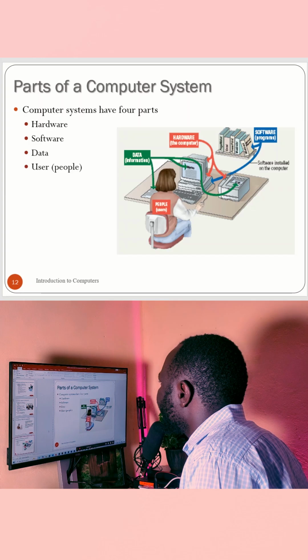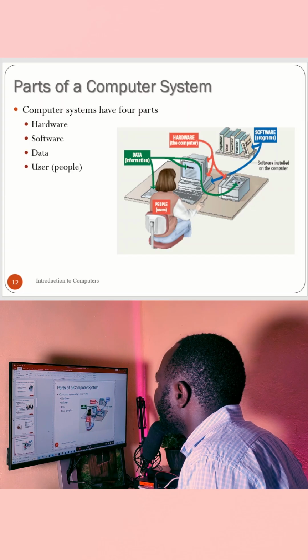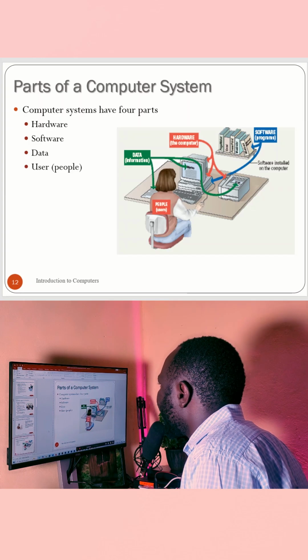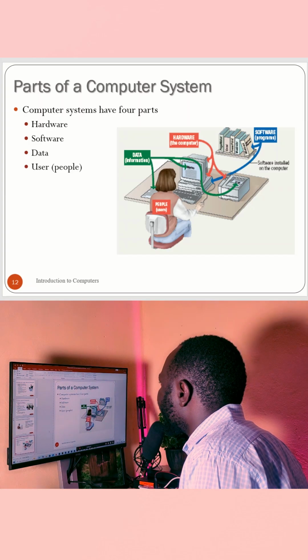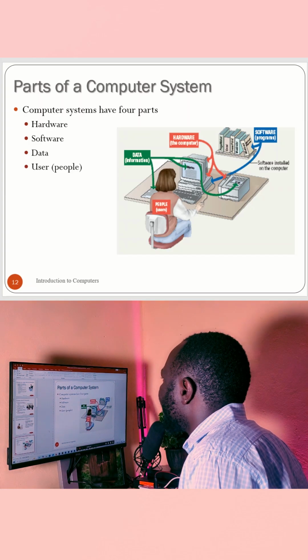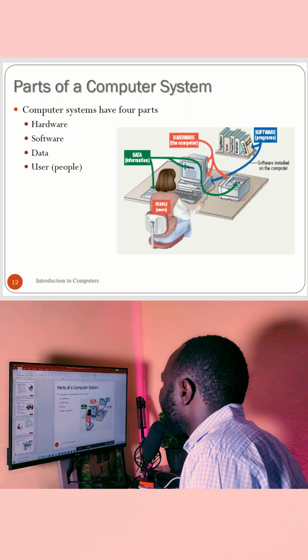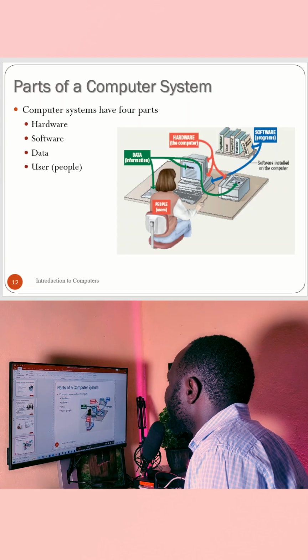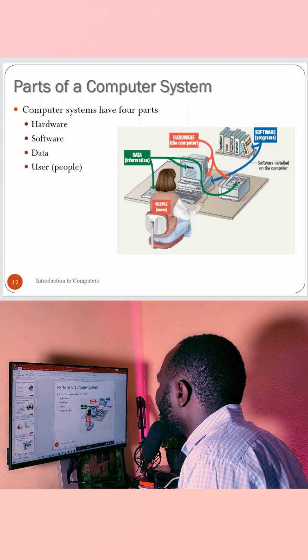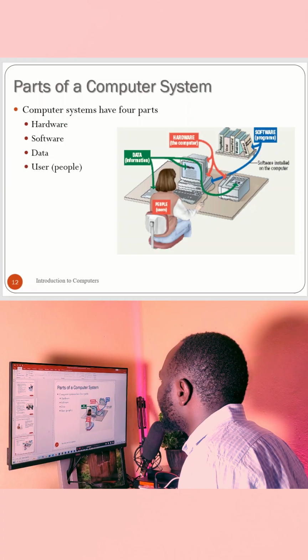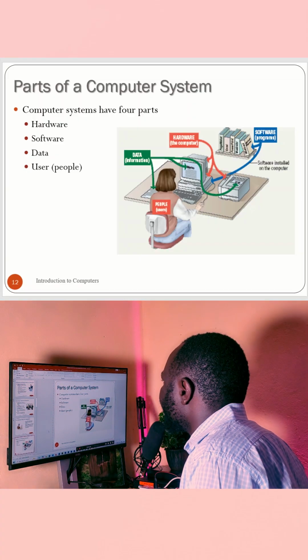When you talk of the respiratory system, you're going to talk of the nose, you're going to talk of the lungs, and so on and so forth. It's a system. Digestive system, you talk about the different parts that make up the digestive system in the human body. And that is the same thing when it comes to parts of a computer system.